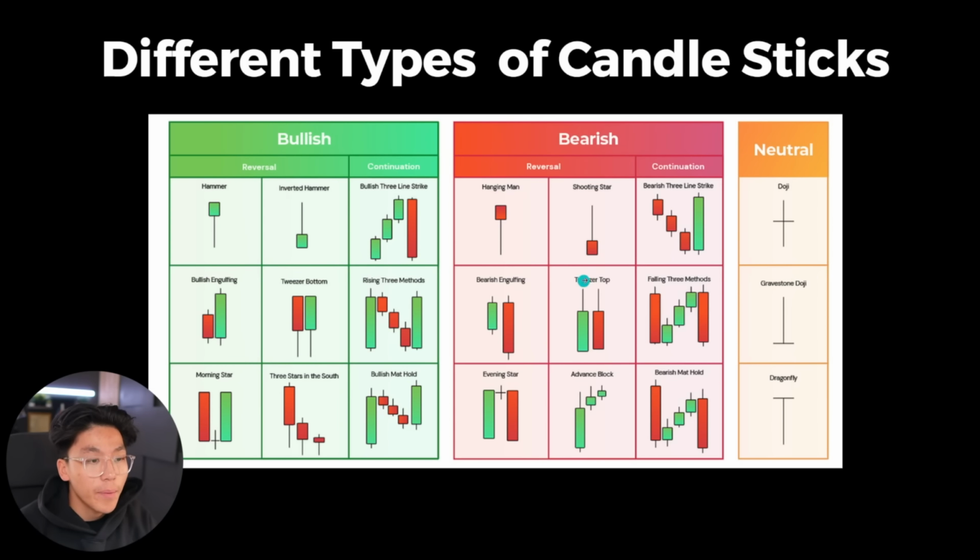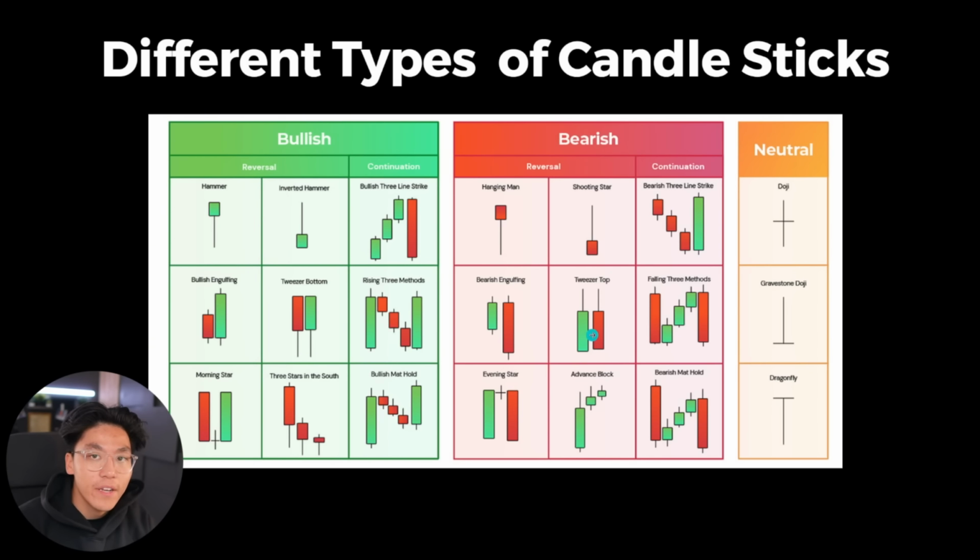When we're talking about the bearish candles, it's the opposite of bullish, right? When we're in a downtrend, we want to be looking for these types of pattern continuations, right? We want to be looking for the inverted hammer or the shooting star for a potential move towards the downside. You can see the bearish engulfing, the tweezer top, right?